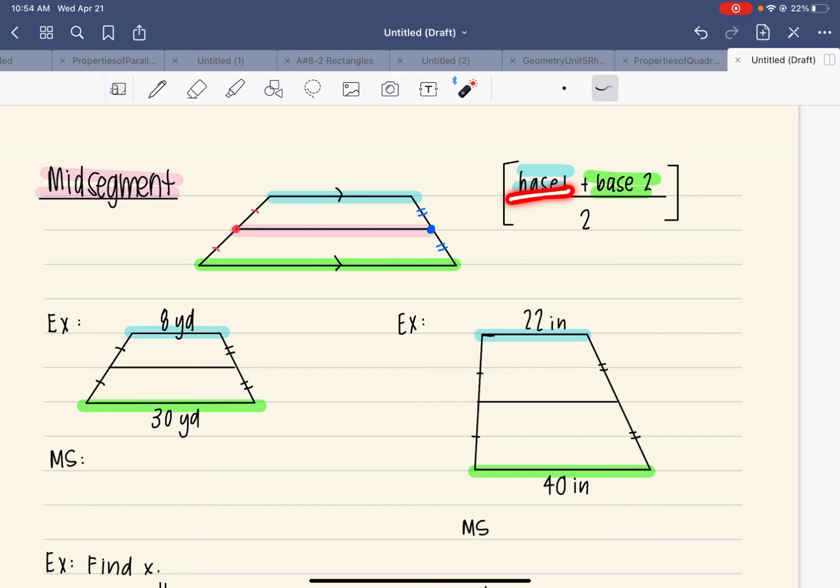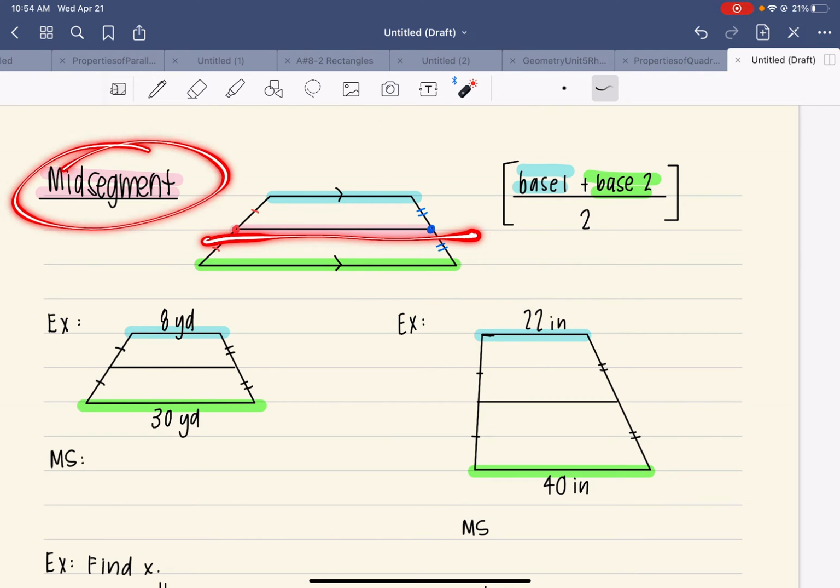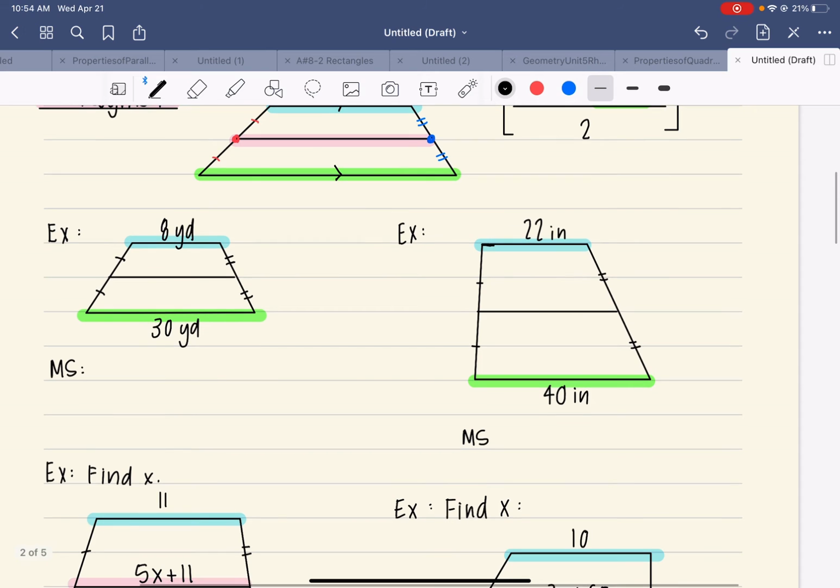It's base 1 plus base 2 divided by 2. I've highlighted it so it's correlated. Base 1 is the top, base 2 is the bottom base, and then we divide by 2. That gives us the pink line, which is the mid-segment. For example, on number 1, base 1 is 8 plus base 2, which is 30, divided by 2. So 30 plus 8 is 38, 38 divided by 2 is 19. So the answer to this is 19 yards.